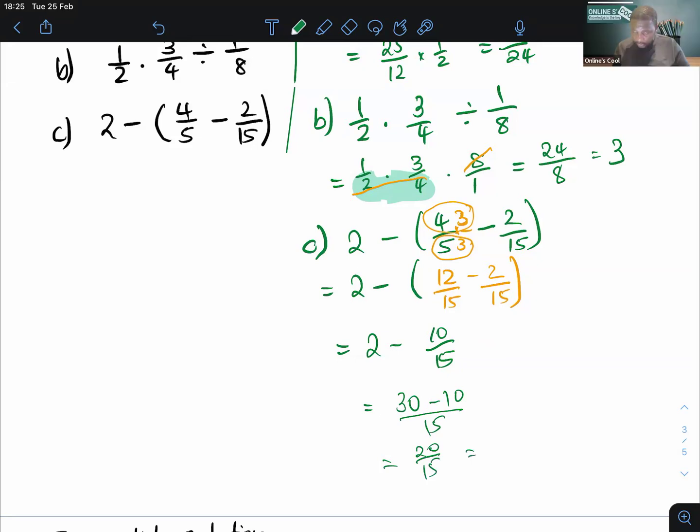Which is equal to? Divide by 5 up and down. You can say multiply by 5 over 5, which is 1, or divide by 5 over 5. And then you get 4 over 3. Remember, 20 can be written as 5 times 4, whereas 15 can be written as 5 times 3. Then the 5 cancels out, we're left with 4 over 3.